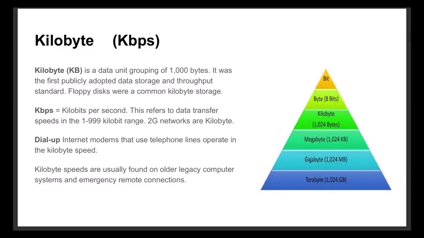Our first storage multiplier is a kilobyte. We abbreviate this as KB. A kilobyte is a data unit of 1,000 bytes. A kilobyte was the first publicly adopted data storage standard and would be in the range from 1 to 999 kilobytes. The storage that we would use with kilobytes were floppy disks. Floppy disks are an older storage standard. You don't really see them except in legacy computers. But kilobytes were introduced with the floppy disk storage media.